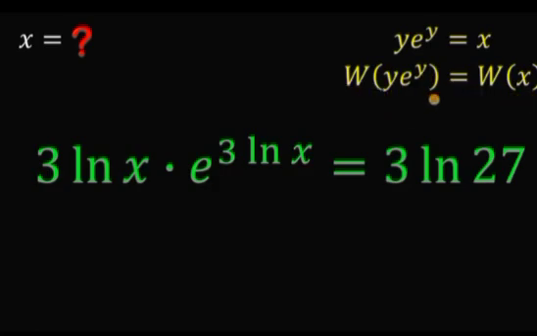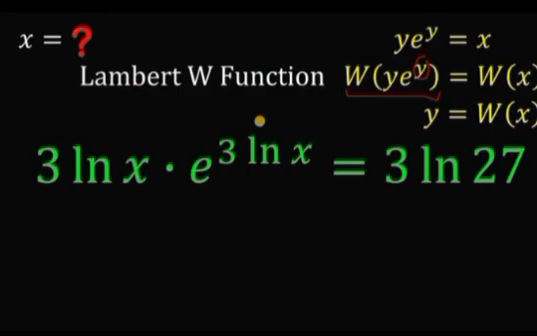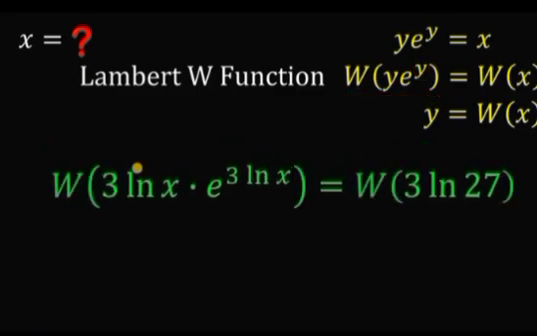Now the left-hand side must be equal to just y. So this is just y equals Lambert W function of x. By the way, this function is called the Lambert W function, or sometimes called the product logarithm. Now, we will use this function to answer this question. So let's take the Lambert W function on both sides.